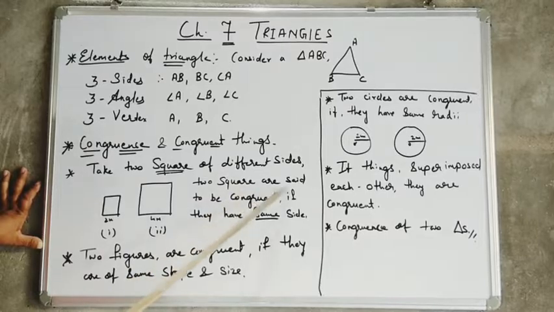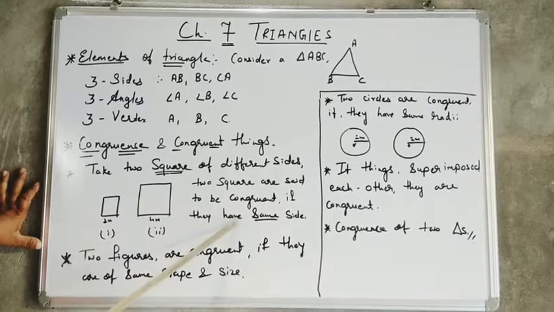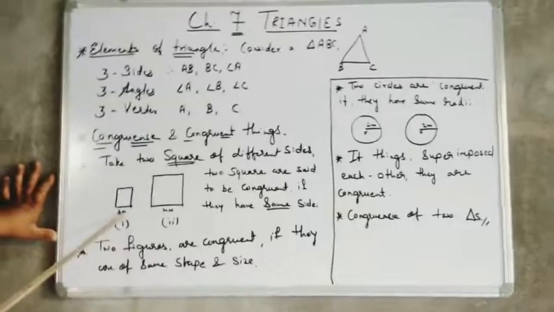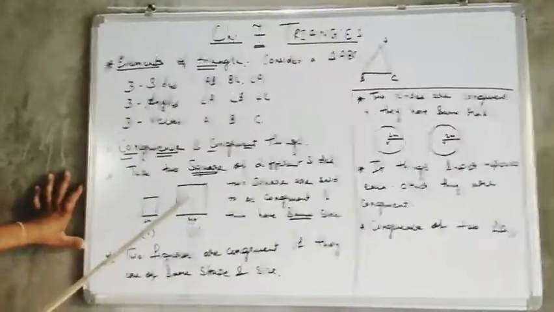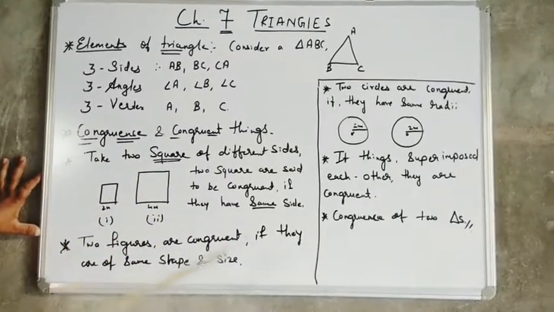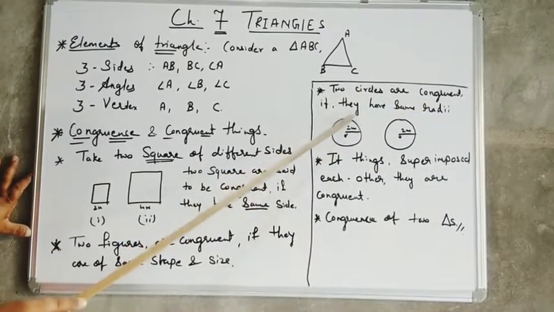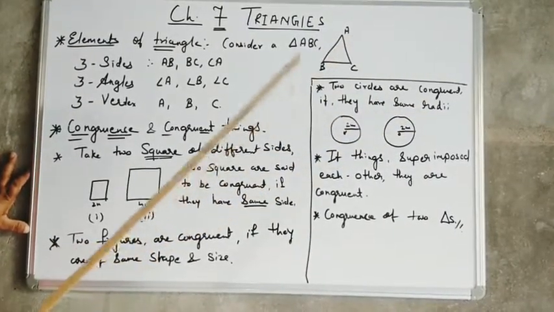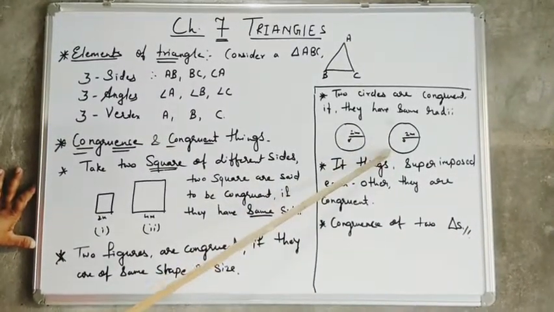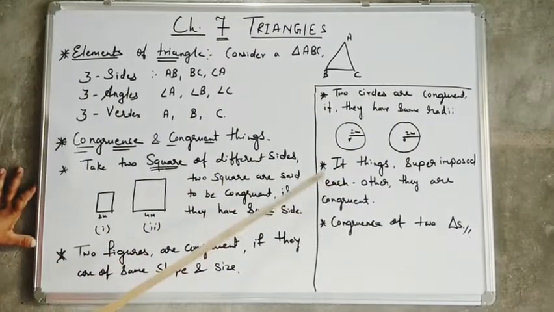2 squares are said to be congruent if they have the same side. If the smaller square was of 4 meters, then both might be congruent. Or if the bigger one was of 2 meters, then also both would be congruent. In the same way, 2 circles are congruent if they have the same radii. Radii means radius. If one circle has a 2 meter radius and the other also 2 meters, both circles have the same radius, so both are said to be congruent.